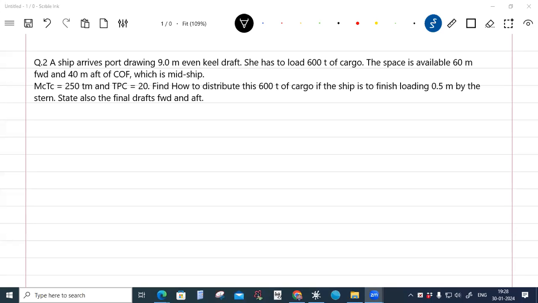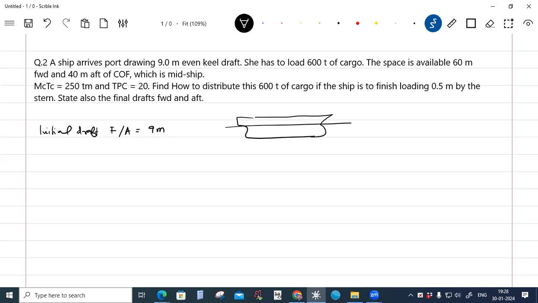So let's talk about this vessel, and if required, if I need to add some concept, I'm going to add that concept also. A ship arrives at a port drawing 9-meter even keel draft. Let's draw the figure. Suppose this is the vessel and the initial draft forward and aft is 9-meter. She has to load 600 ton of cargo.